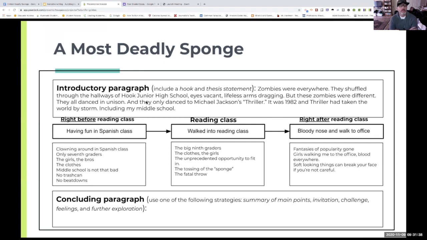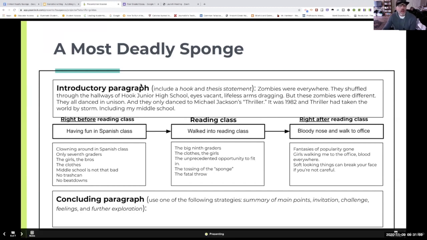I don't look at essays that way. I look at essays as five little stories that make one big story. So what do I mean by that? I look at the introductory paragraph as its own little story. It has a beginning, a middle, and an end. And that beginning, middle, and end includes a hook and thesis statement.